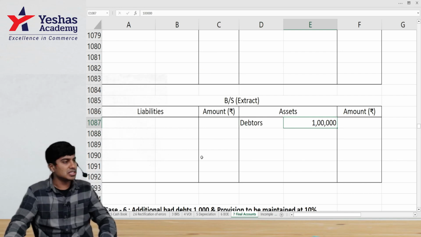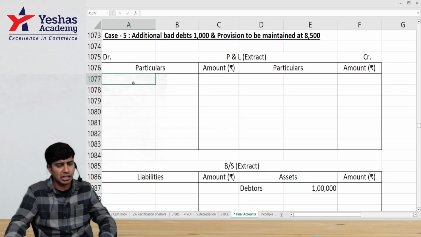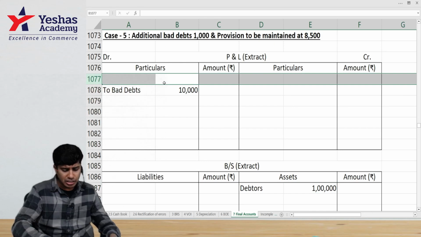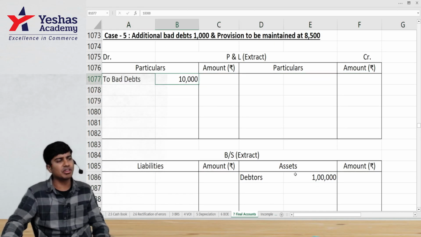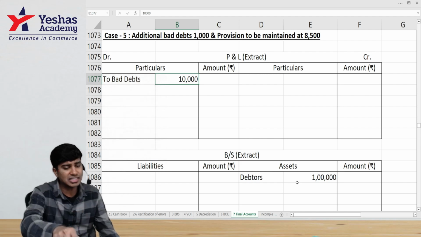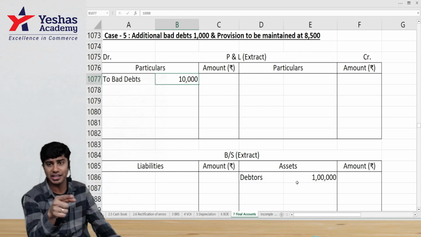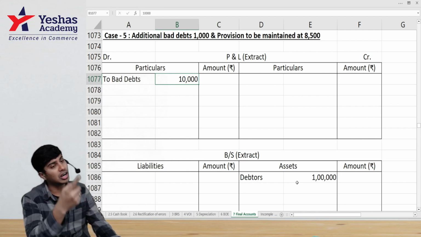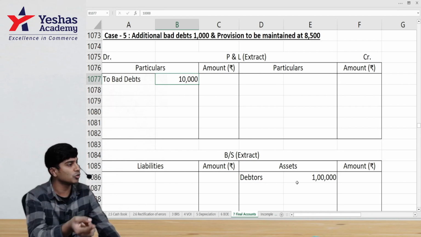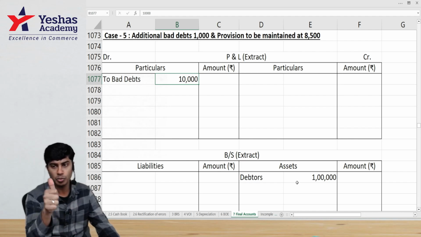And in our trial balance, we have bad debts. That I would write in P&L account debit side. How much is that? 10,000. I don't have to deduct this 10,000 from my debtors. Why? This bad debts of 10,000 is appearing in trial balance, meaning it's already reduced from debtors. I don't have to deduct it now. I hope you got it.